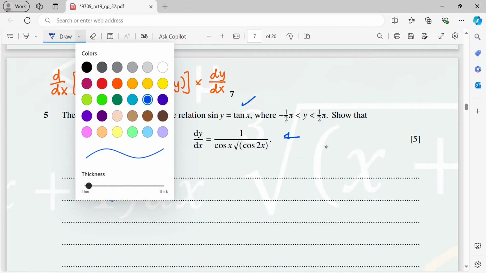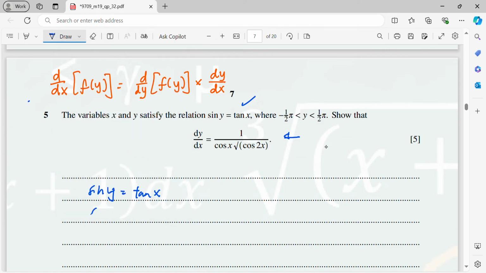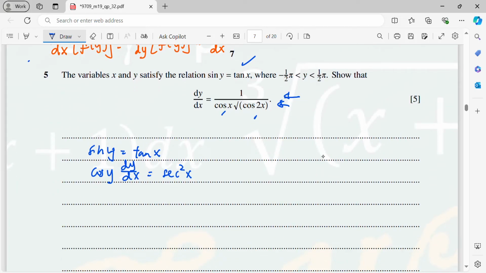This means here, differentiate sin y, that is cos y, times dy dx, and differentiate tangent x is basically secant square x. By looking at this answer, we need to change to cos x and cos 2x. So this secant square x is basically 1 over cos square x. And now I can just move down the cos y to get my dy dx. So my dy dx is 1 over cos square x times 1 over cos y.